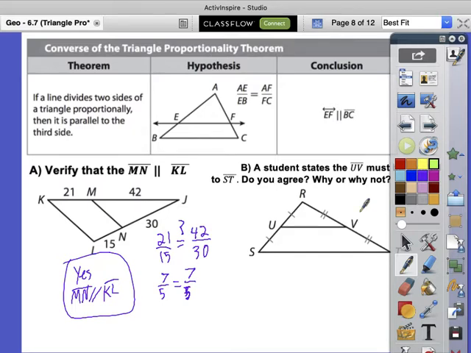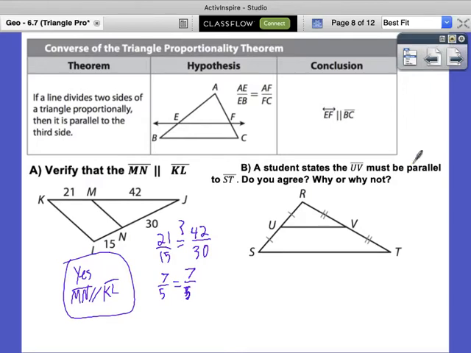A student states that segment UV must be parallel to ST. Do we agree? Why or why not? So they say these have to be parallel. Do we know any lengths? No. We proved some things parallel a moment ago by setting up a proportion, but we had lengths. Do we know lengths here? No. Okay, let's start putting some variables on some lengths.